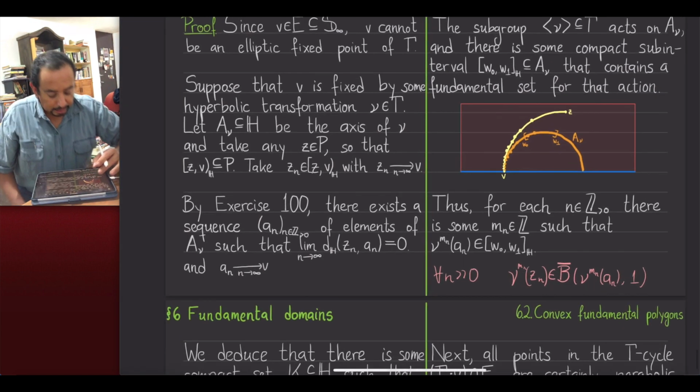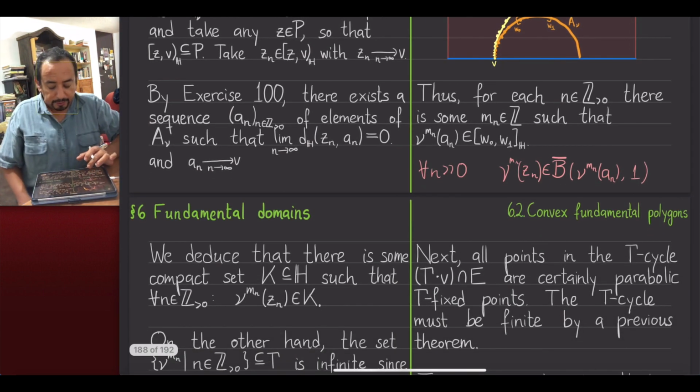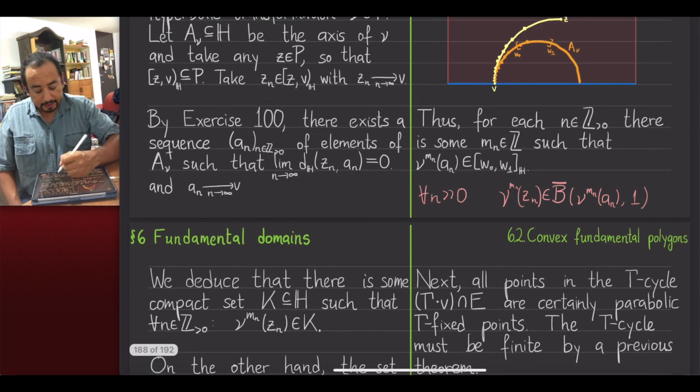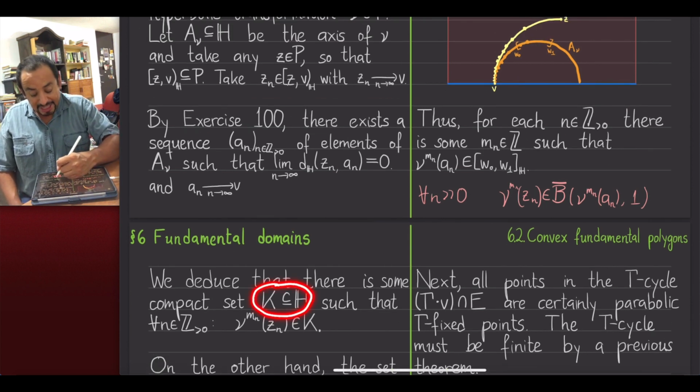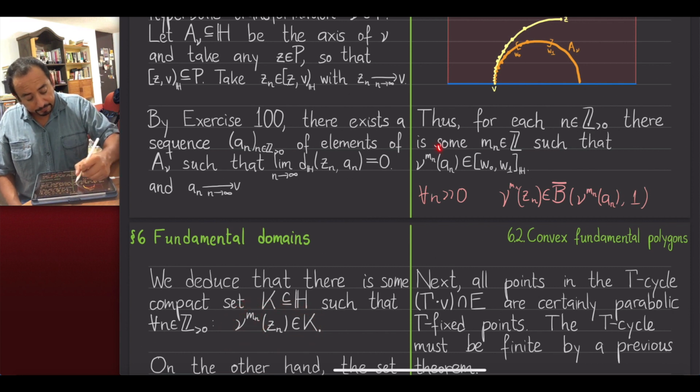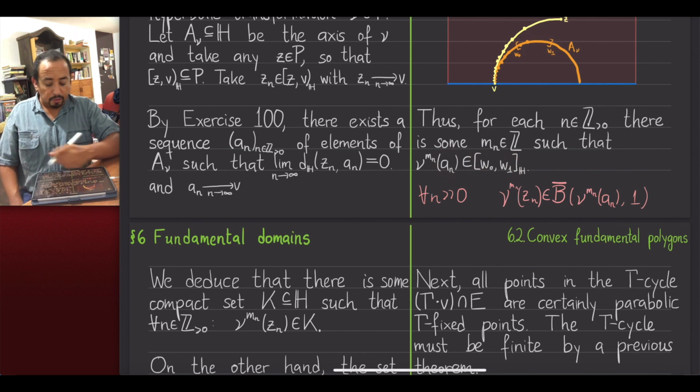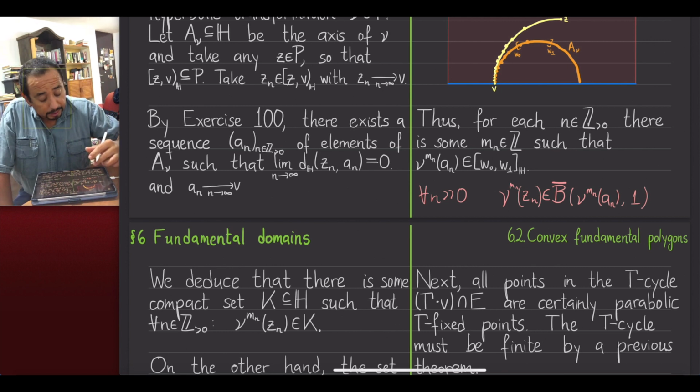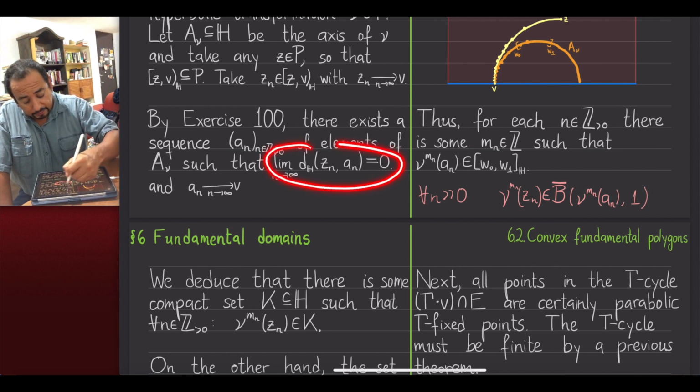Now I claim that with this we can show that there is some compact subset of H that contains all these elements for these same powers of nu, right? So which same powers? Well, the powers that bring the corresponding ANs inside this compact interval. So why does such a compact subset exist? Well, it's pretty much because of this property, right?